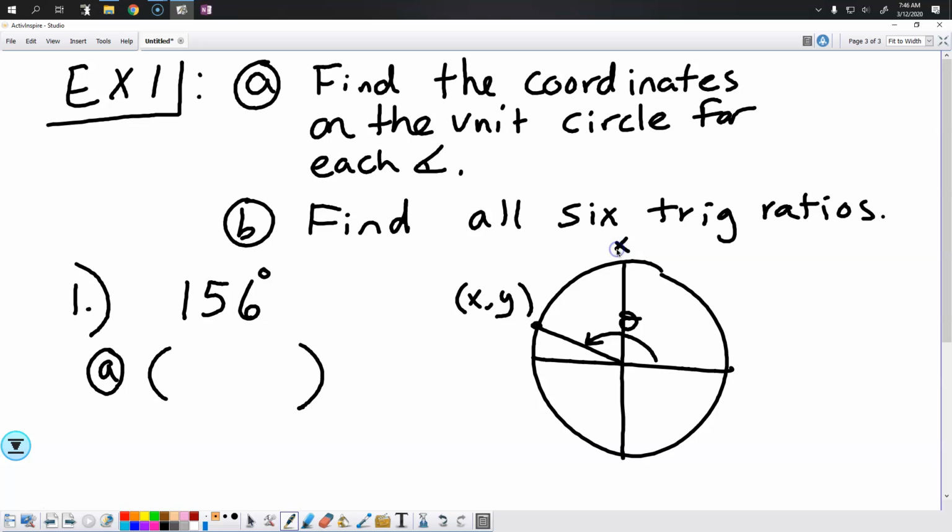If you were to look at this on the x and y axis, how far over and up would that be? Okay, well, the good news is our calculators are going to do that for us. So, we know that the x is cosine of theta, and we know that the y is sine of theta. It's that simple. So on our cell phones or calculators, whatever you want to use, we're going to type in cosine of 156 and sine of 156. Instead of writing theta here, I'm going to write the actual angle.